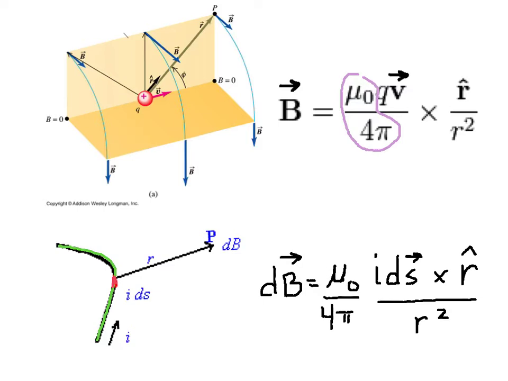And then we have Q, which is the actual charge that's moving, that's creating the field. We have V, which is the velocity vector associated with that moving charge.